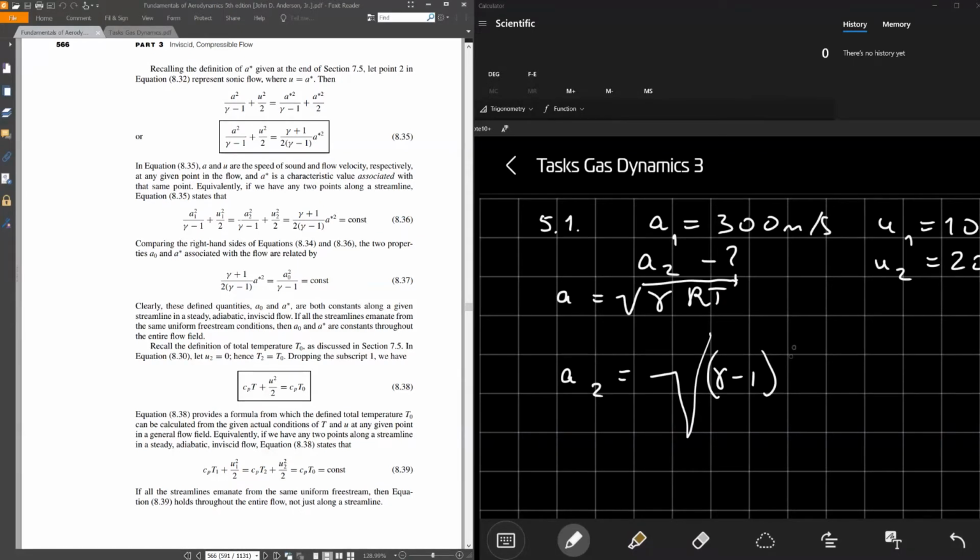And inside the brackets we will have A1 squared divided by gamma minus 1, plus velocity 1 divided by 2 squared. The speed of sound is also squared, and minus velocity 2 squared divided by 2, like this, and the square root of this function. It's quite simple to solve, right?